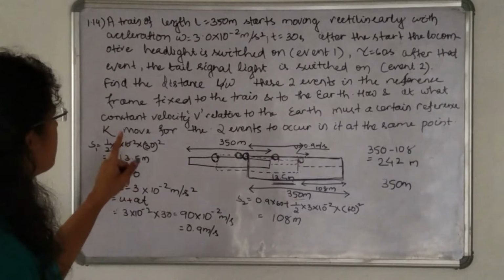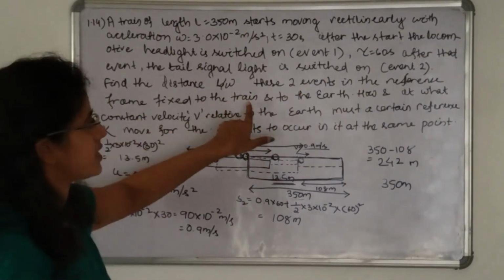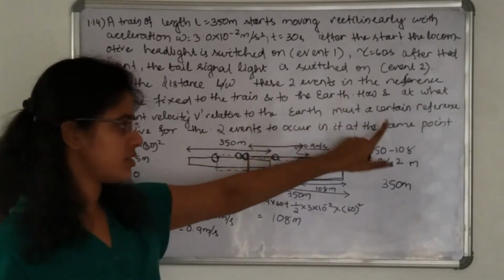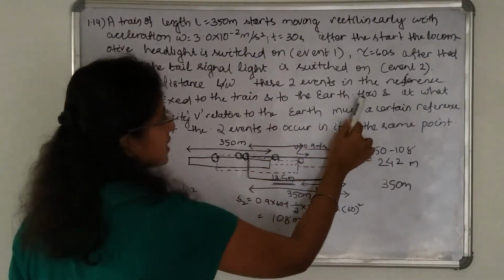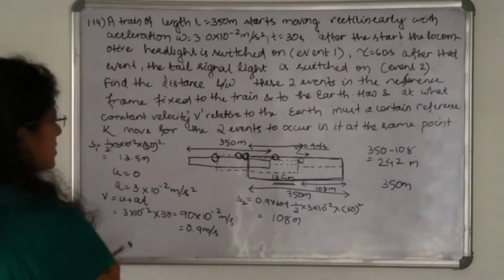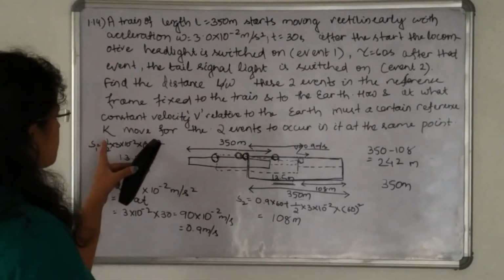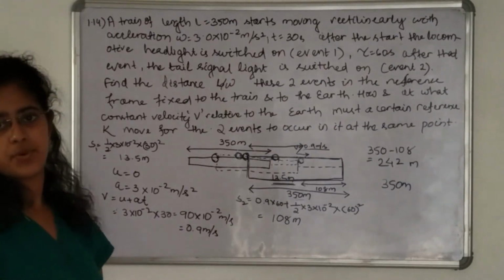So the distance between these two events in the reference frame fixed to the train is 350 meter, and in the yacht frame it is 242 meter. The next question is, how and at what constant velocity v relative to the yacht must a certain reference frame K move for the two events to occur in it at the same point.